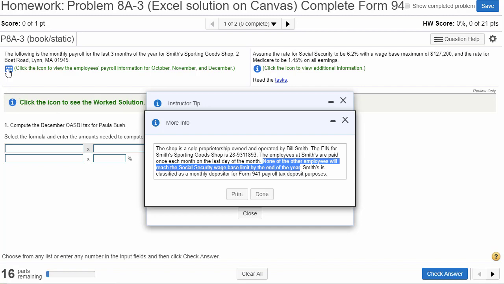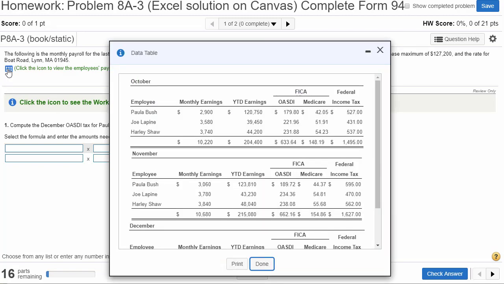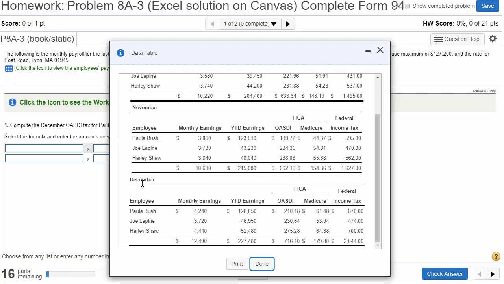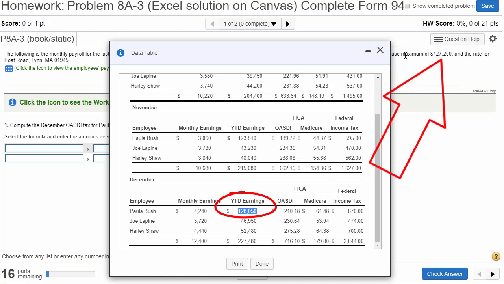So what that's talking about is this box here. Notice Paula at the end of the year, so this is December, her only paycheck in December, Paula will have been paid for the whole year $128,050, which puts her over this limit of $127,200. So our first task is going to be to figure out how much of the $4,240 is taxable for OASDI in December.